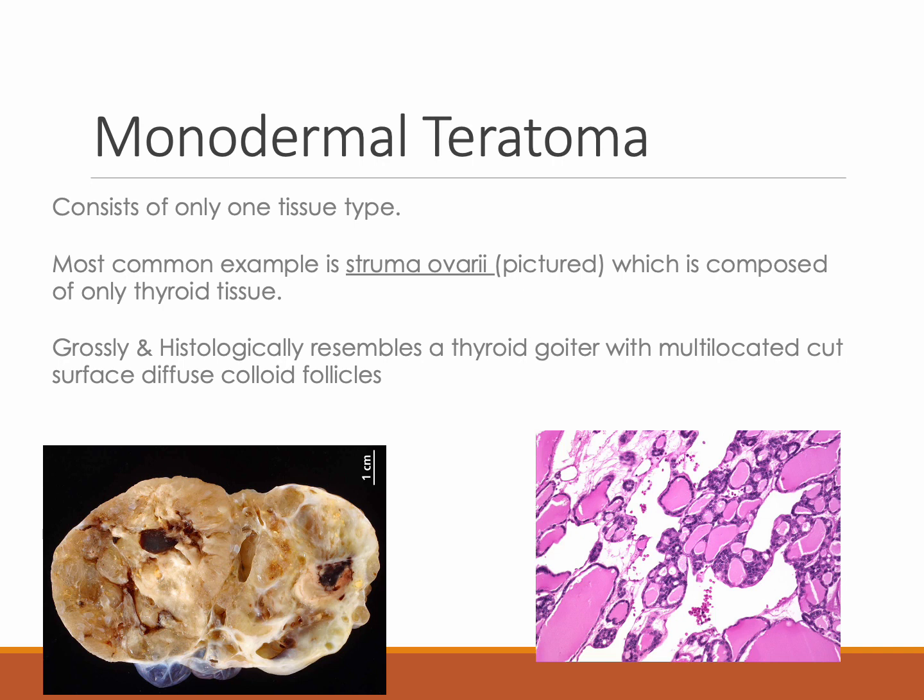If you see the histology here, it looks very similar to the thyroid histology with those follicles filled with colloid. If you didn't know better, it looks like it could be a goiter from a thyroid, but it's actually ovarian tissue. So these are essentially mature teratomas that are fully developed, so you're not really worried about invasion.